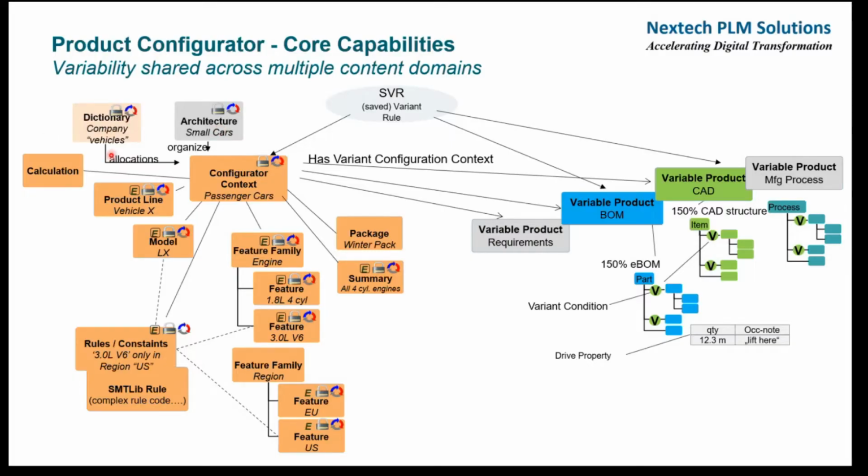So here you can see your dictionary, where you have vehicles, where you have defined all your features. Under this product line I have vehicle X, and under that I have different models like LXI, ZXI, VXI. Accordingly I can define these features and families, and then apply the same to all these various 150% BOMs, out of which I will then configure the 100% BOM.